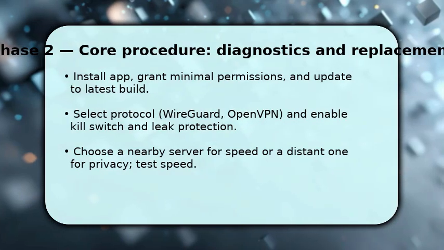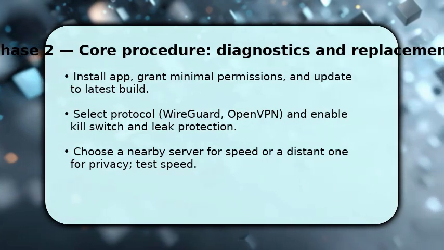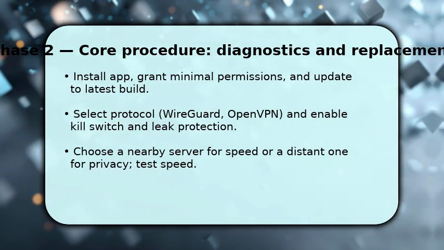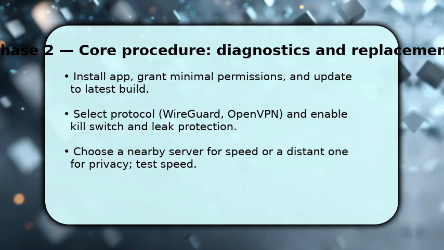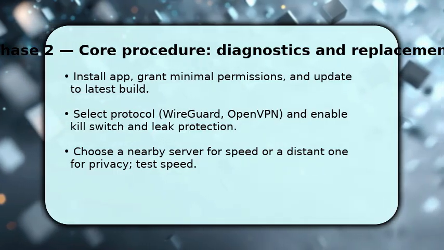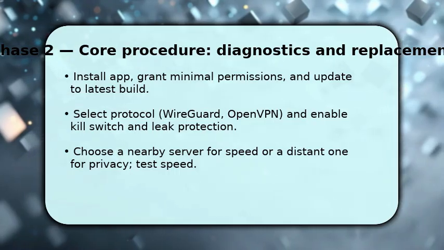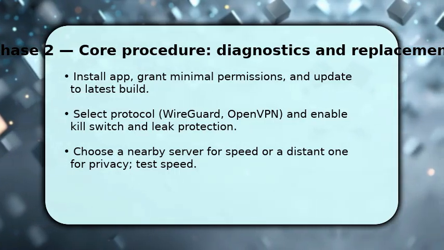You install the VPN app, grant only required permissions, and apply updates right away. Outdated clients leak. Then you choose a protocol: WireGuard for speed, OpenVPN for compatibility, and enable the kill switch plus DNS and IPv6 leak protection, because these settings prevent data exposure if the tunnel drops.